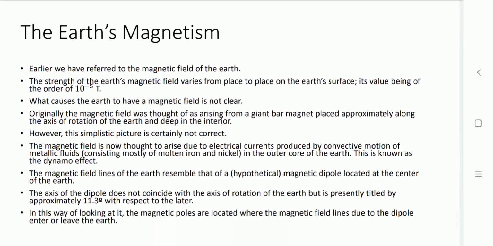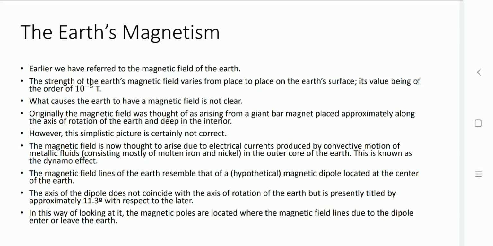The magnetic field is actually present due to electric current, and that electric current is produced due to the motion of the Earth. As the Earth moves, the metallic fluid also gets motion. So due to the motion of the metallic fluid, the electric current is present, and while the electric current is available, a magnetic field may be produced. Likewise, in the outer core of the Earth, a magnetic field is available. This is known as the dynamo effect.